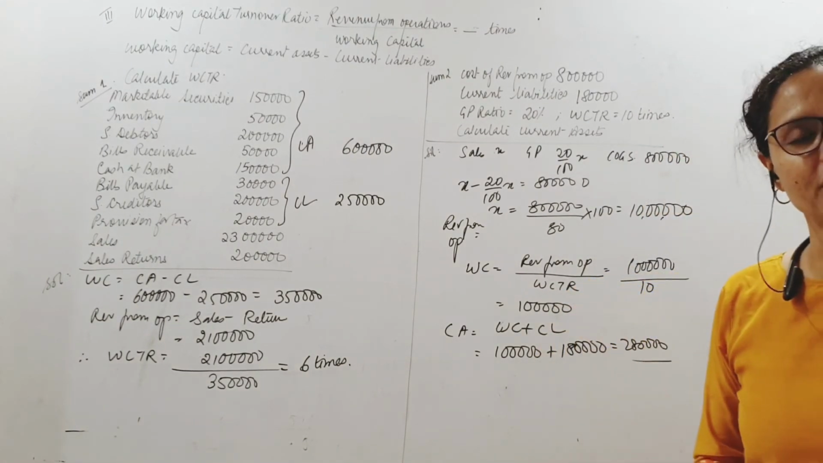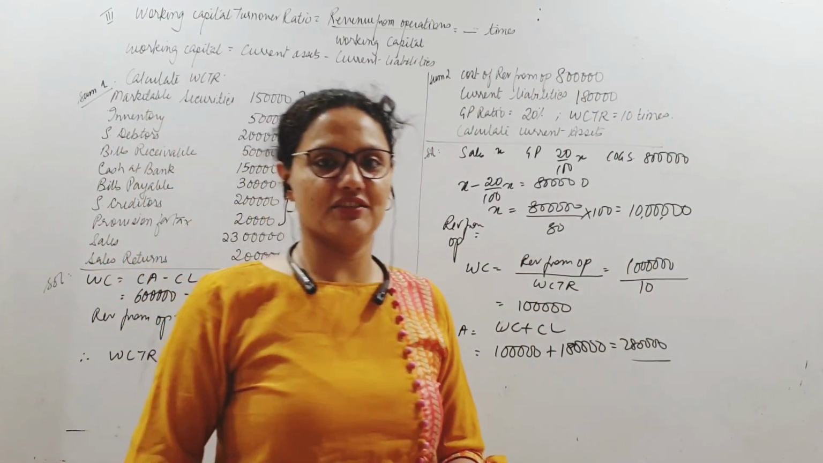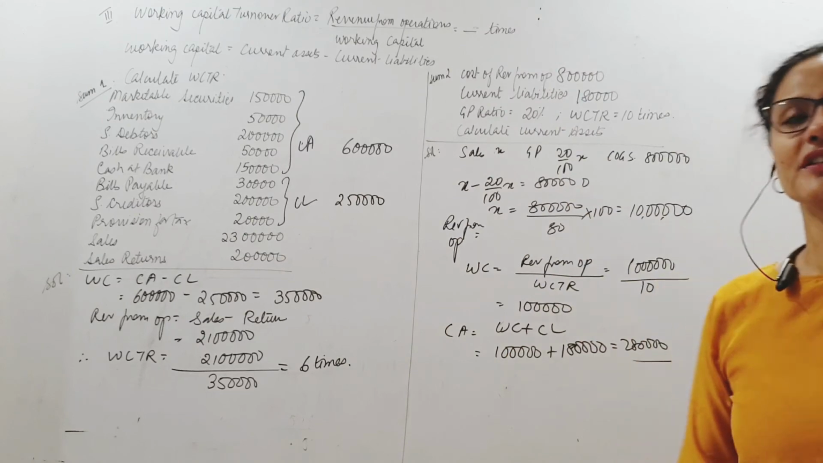With this, we are just left with one more activity ratio, which is inventory turnover ratio, stock turnover ratio. Okay, so we'll do that in the next video, children.